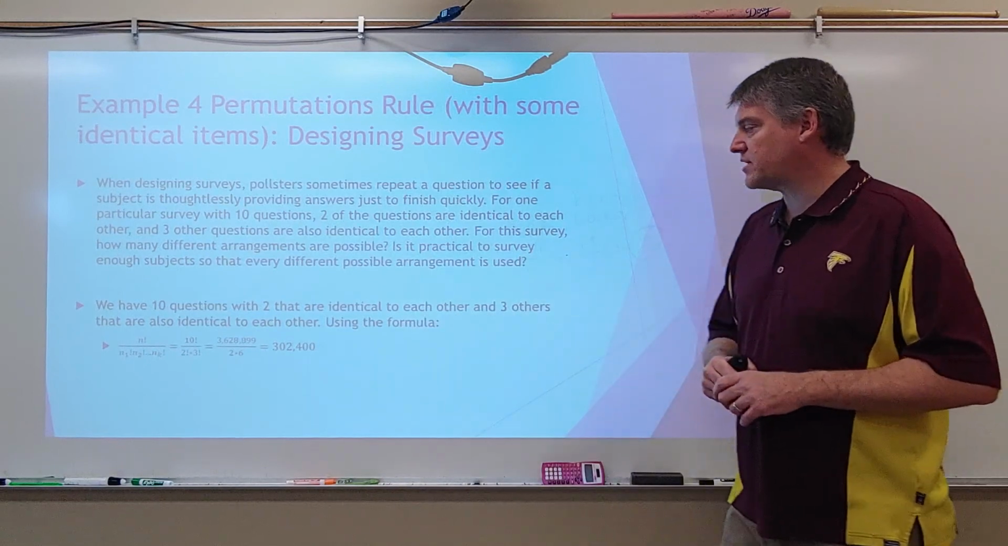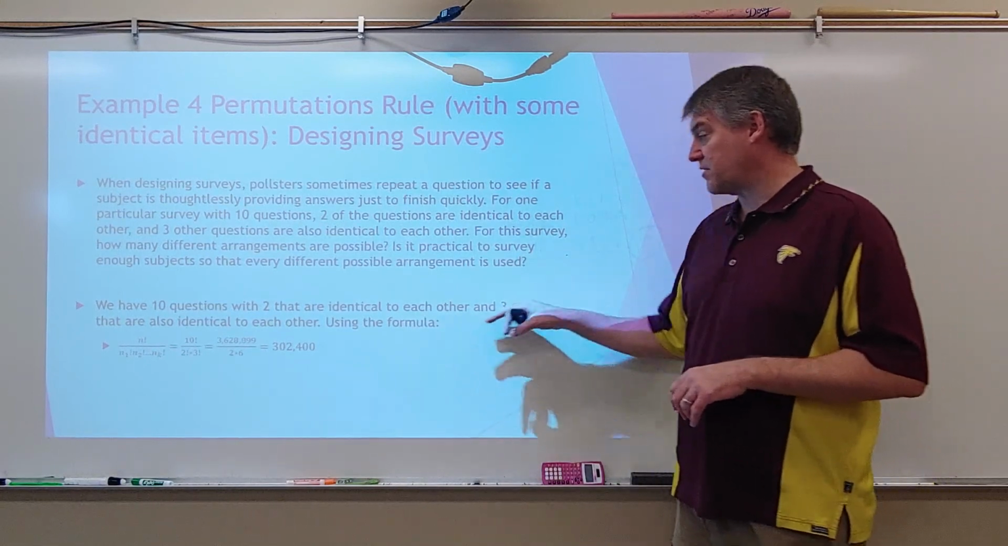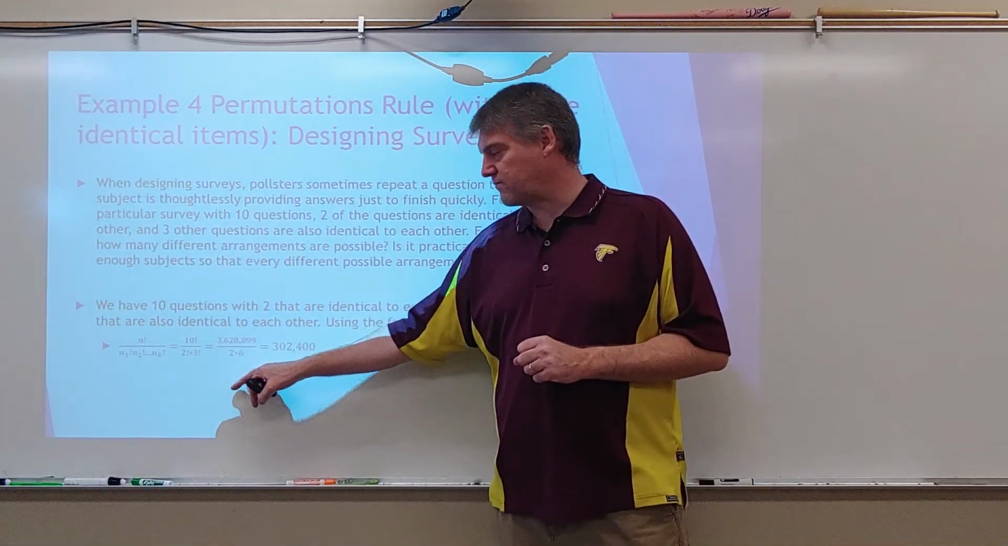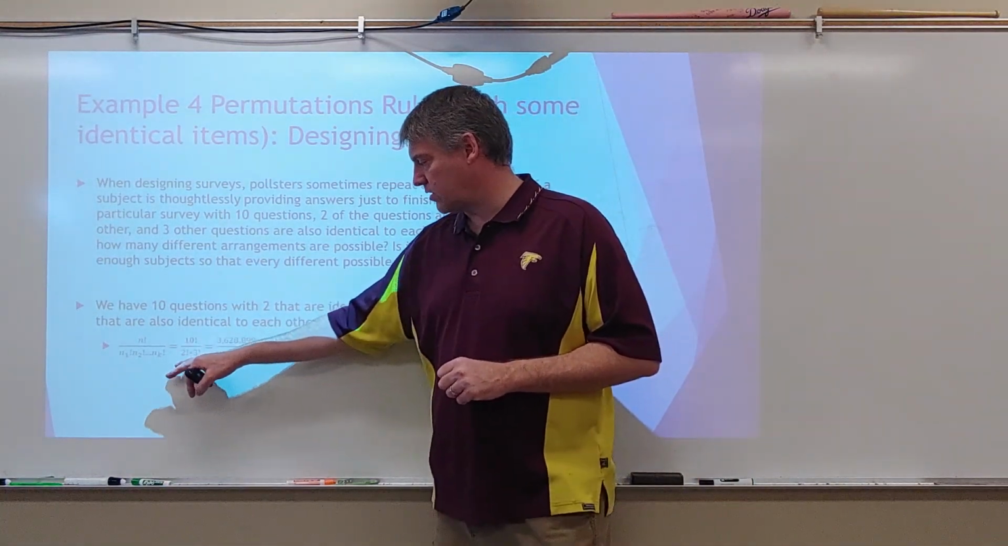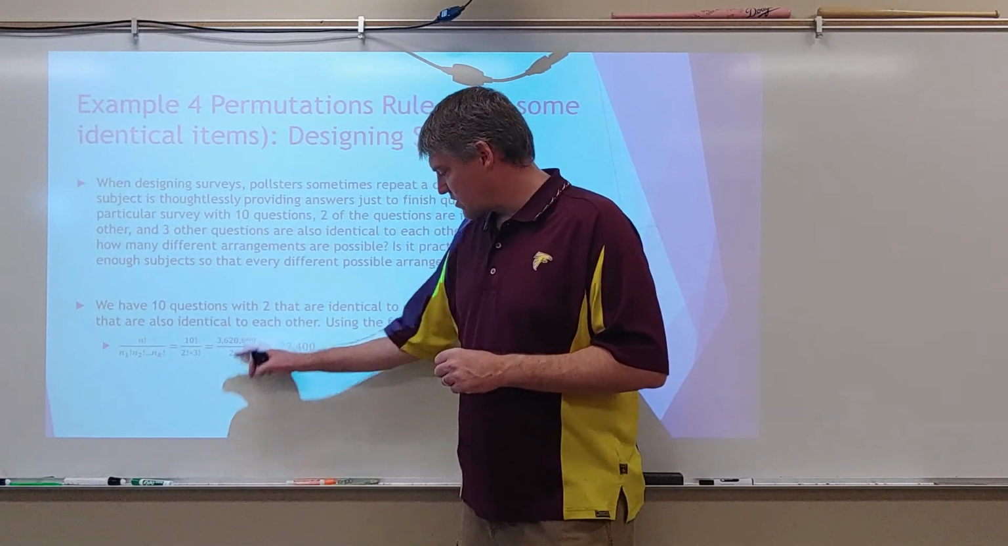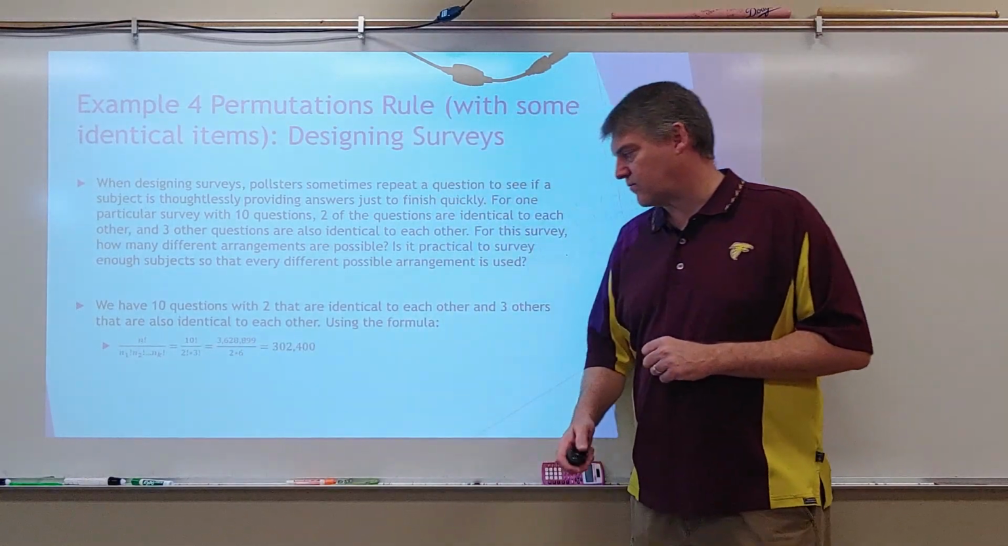So we have 10 questions with 2 that are identical to each other and 3 others that are also identical to each other. So we're going to use that formula for identical. So we're going to have 10 factorial over 2 factorial times 3 factorial, which will give us 302,400.